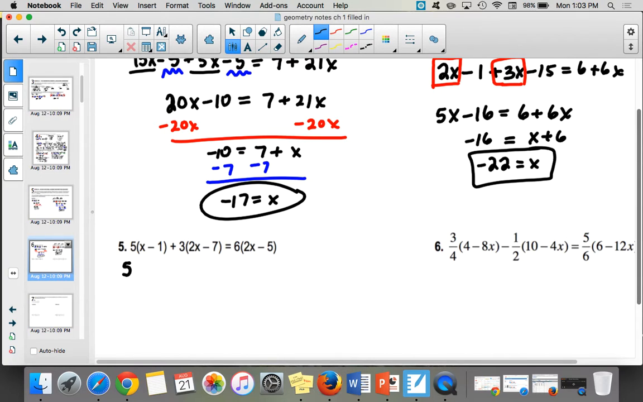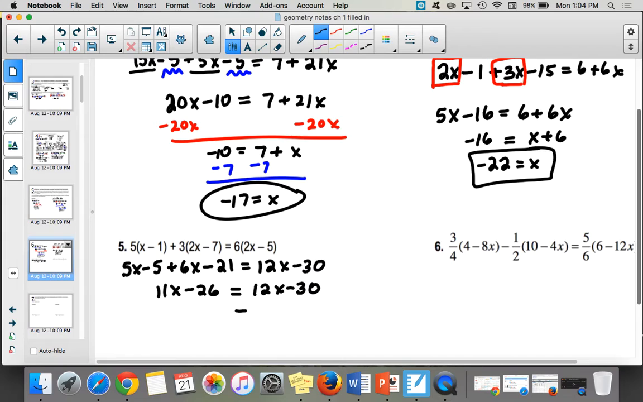All right, so the next one, you should have 5x minus 5 plus 6x minus 21 equals 12x minus 30. Good so far? Combine your like terms, so you should get 11x minus 26 equals 12x minus 30. We subtract the 11x over and I get x.